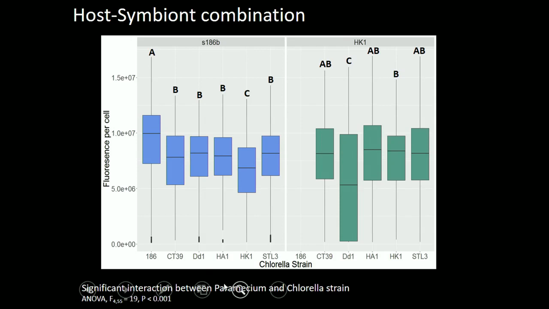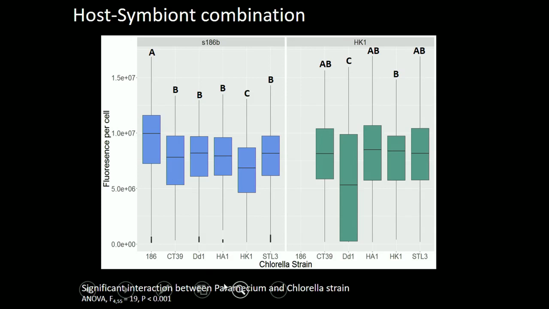Here we can see in the 186 paramecium background, its native symbiont does significantly better than all the others. What we're using as a measure of better is the fluorescence again, which would be a proxy for both symbiont number and the activity of the symbionts within the cell. Most of the other chlorella within 186 do similarly, except for the HK1 background, which performs significantly worse than the others. But within the HK1 background, HK1 does not perform worse, but also doesn't perform better, which is what we'd assume for the native symbiont.